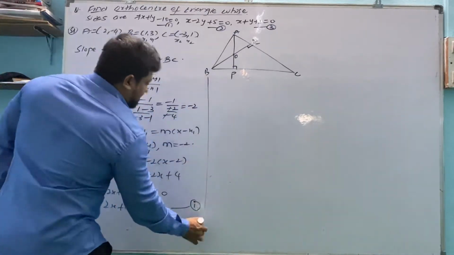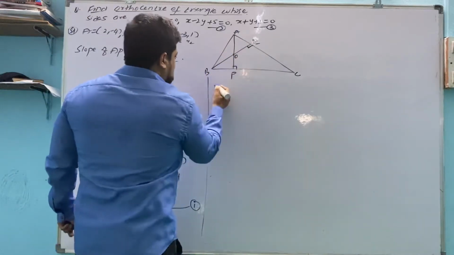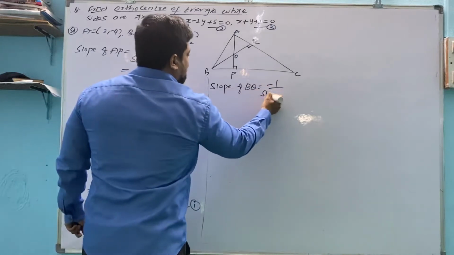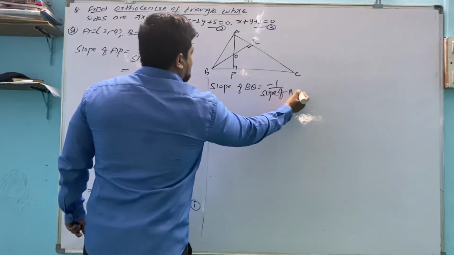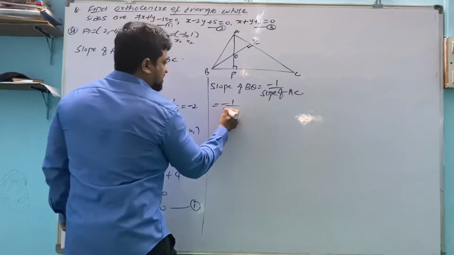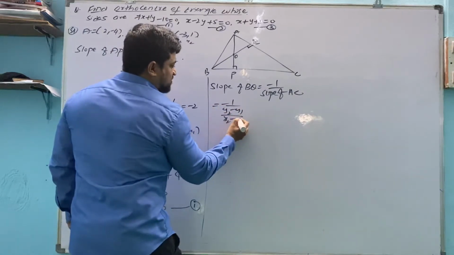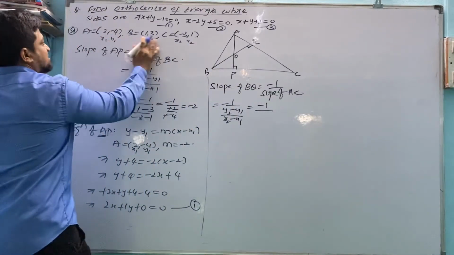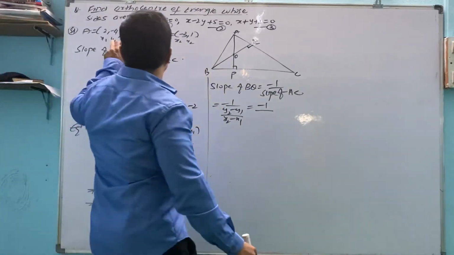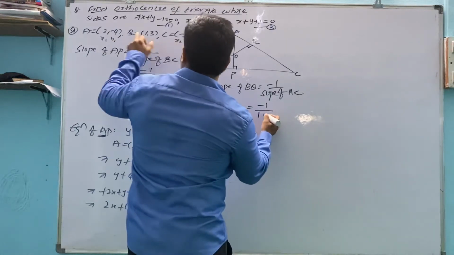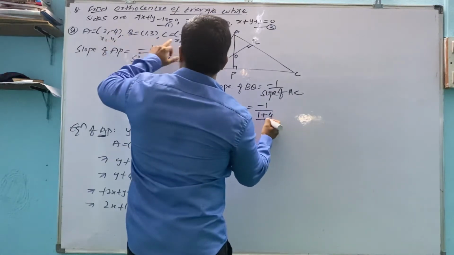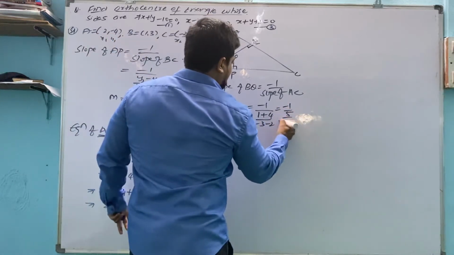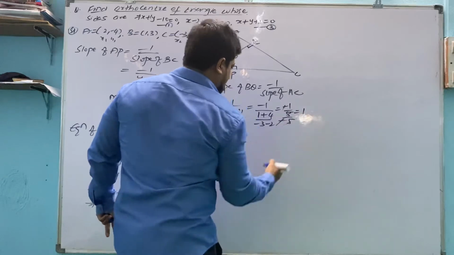After the equation of AP, we have BQ. So we start with the slope of BQ. Slope of BQ is minus 1 by slope of AC. So this is minus 1 by (y2 minus y1) by (x2 minus x1). For A and C, A is x1 y1, C is x2 y2. So y2 minus y1 by x2 minus x1 is 5 by minus 5. So this is minus 1 by minus 1, minus cancelled, 5 cancelled, 1.